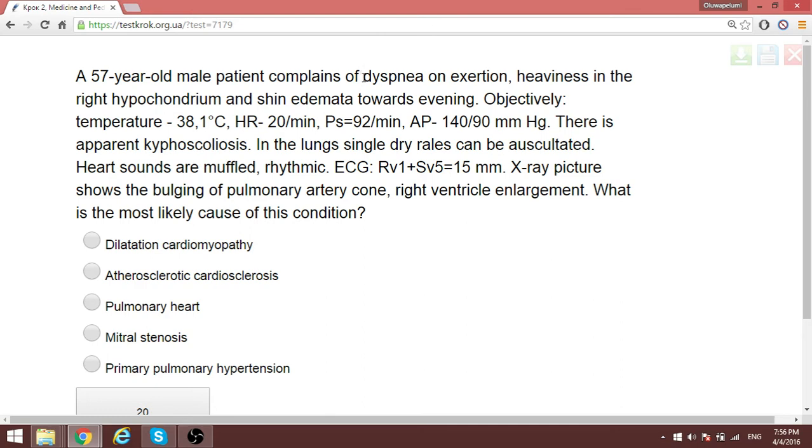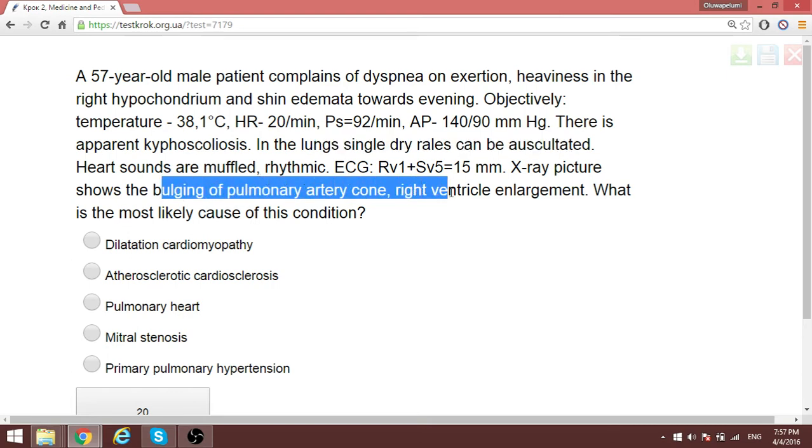See, this patient is having dyspnea on exertion, heaviness in the right hypochondrium and edema towards evening. You can see that the temperature is elevated, and blood pressure is elevated. In the lungs, single dry rales can be auscultated. Heart sounds are muffled. ECG: RV1, SV5, 15 mm. X-ray picture showing bulging of the pulmonary artery cone and right ventricular enlargement. What is the most likely cause of this condition? Actually, this is a pulmonary heart, or cor pulmonale.